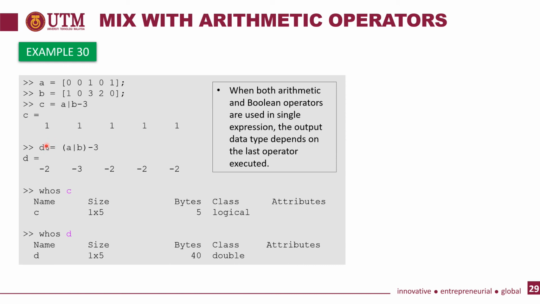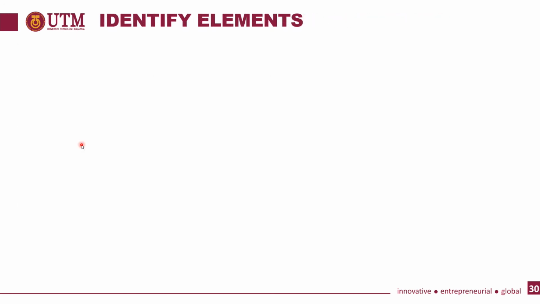Okay, sorry. And then also, if you wanted to execute the relational or logical operator first, what you need to do is put a bracket. Then it will execute the relational or logical operator first, and then it will execute the arithmetic operations. All right, so you need to put a bracket.